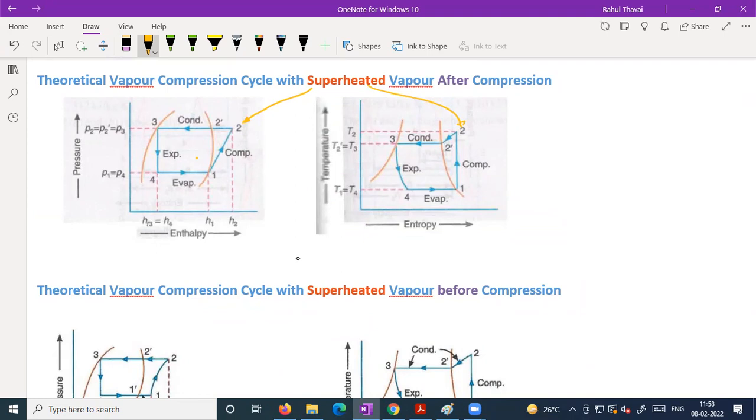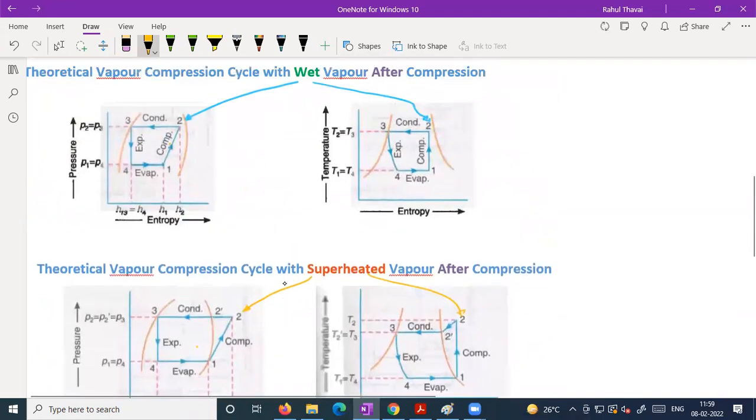After superheated, again we need to condense it to saturated liquid. Then we need to expand it in the capillary tube. Further, we need to supply it to the evaporator. So this is how the cycle repeats. Is that okay?